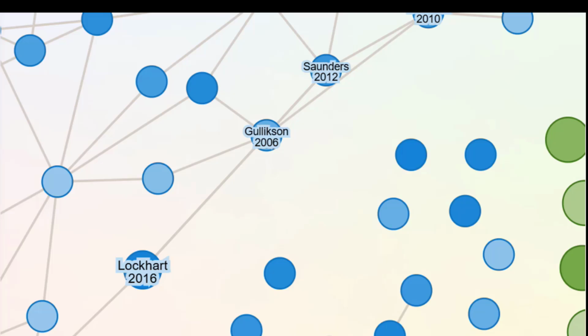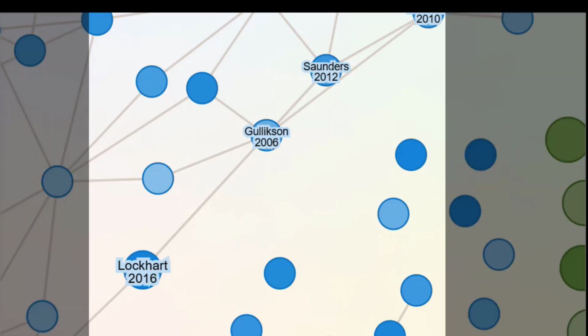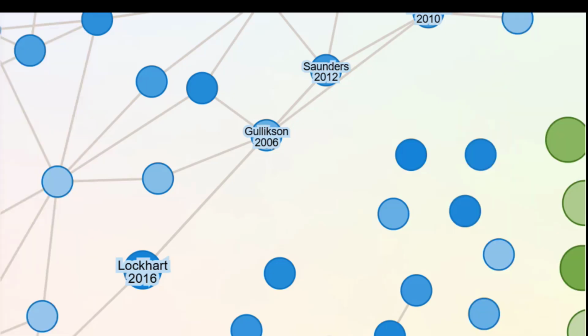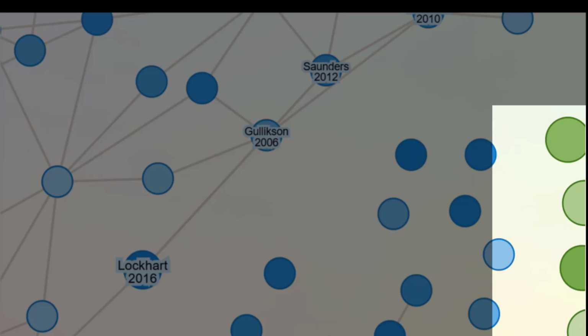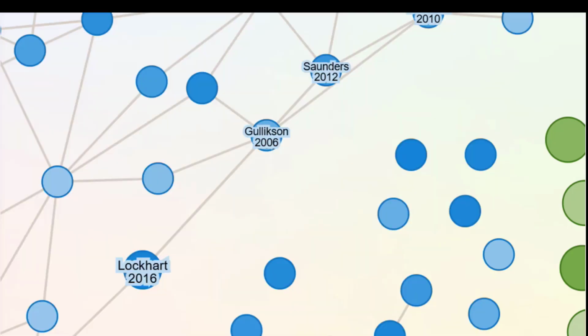The blue circles are papers that are new to me. I don't have them in my collection yet. The green ones already exist in my collection. And the lines between those are when one cites another one, they connect. So you can see that some of them are very connected to each other. Some are just out there on their own. They weren't cited by anyone, and they didn't cite anyone else in that collection.